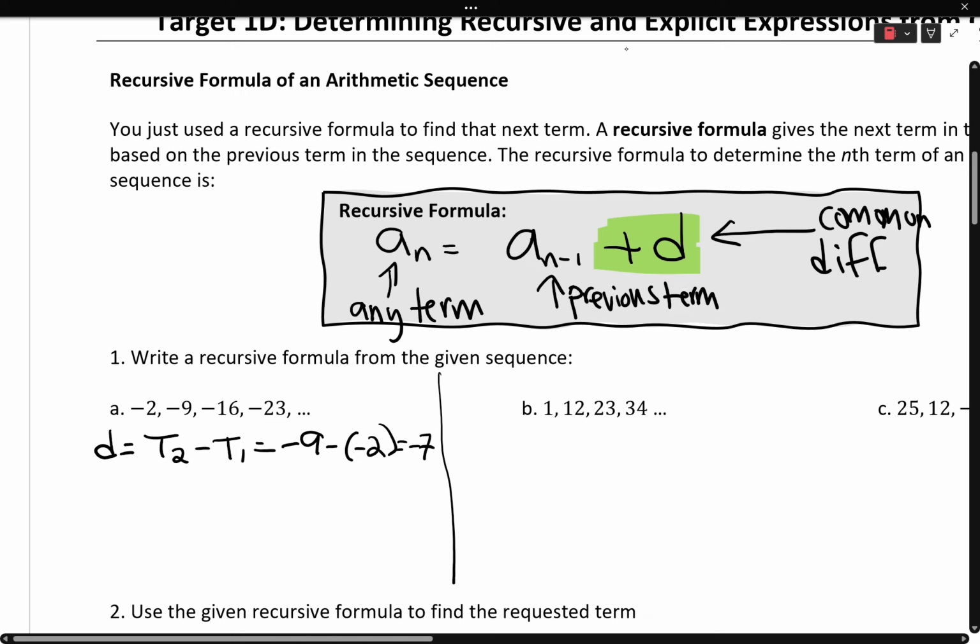Fantastic. Let's plug that into the formula. An equals an minus 1 plus negative 7.